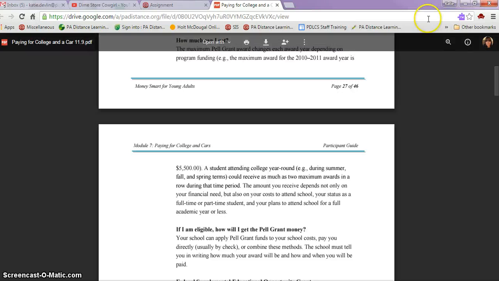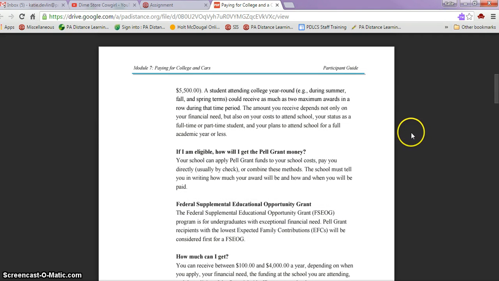If I am eligible, how will I get the Pell Grant money? Your school can apply Pell Grant funds to your school costs, pay you directly, usually by check, or combine these methods. Your school must tell you in writing how much your award will be and how and when you will be paid. Federal Supplemental Educational Opportunity Grant.